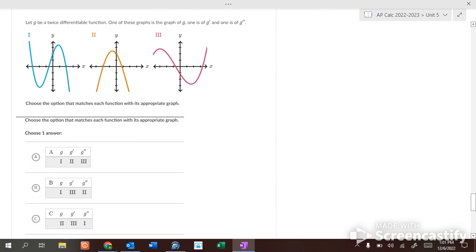Okay. Now, if we were just going to guess, which one do you think might be the original function? You want to go with 3? Okay, let's go with 3. Let's make 3 the original function.